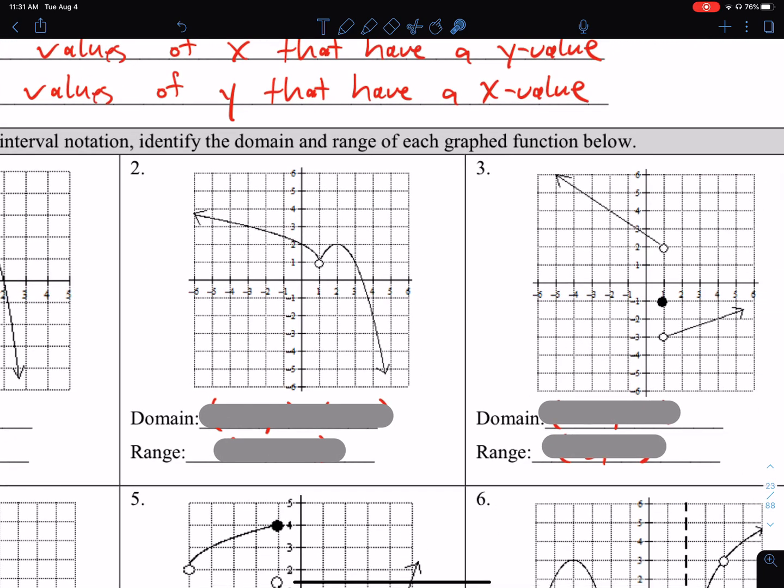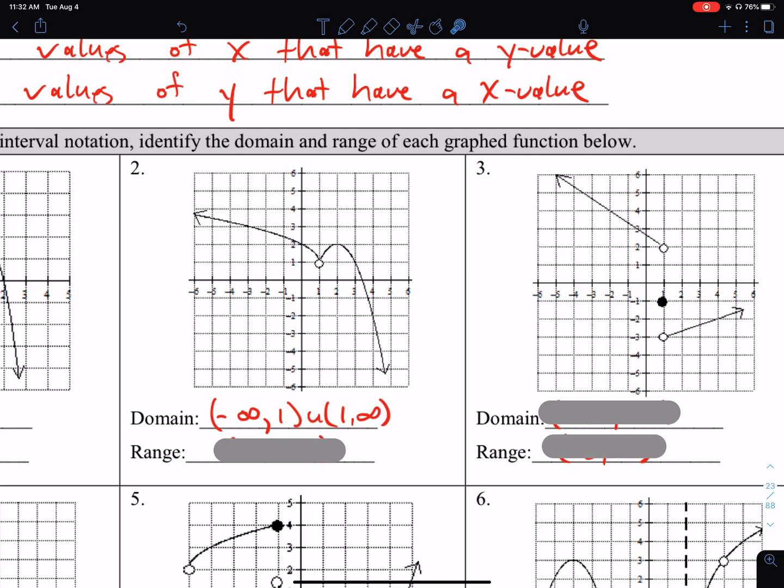Number 2, the domain, it starts all the way on the left, it skips over 1, then it continues to go to the right. So it's -infinity to 1, and then including 1 to infinity. We're using parentheses because we have not included infinity or -infinity, those are not numbers, and 1 is an open circle, it's not included.